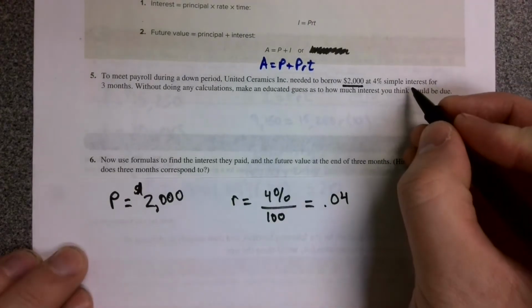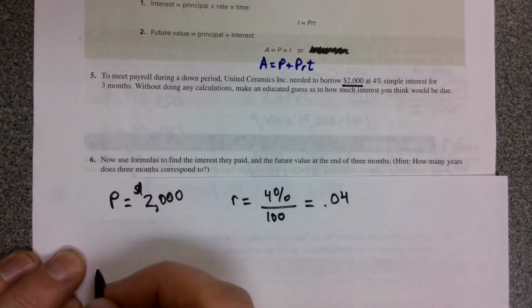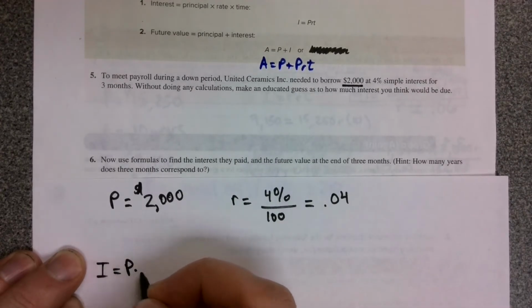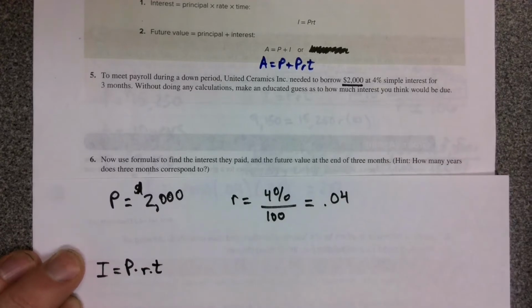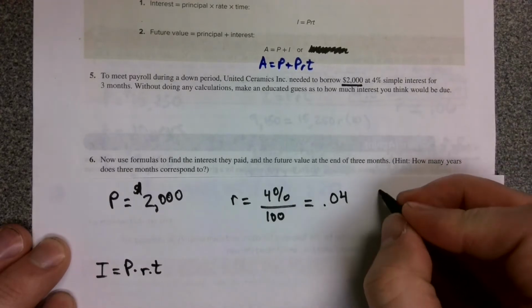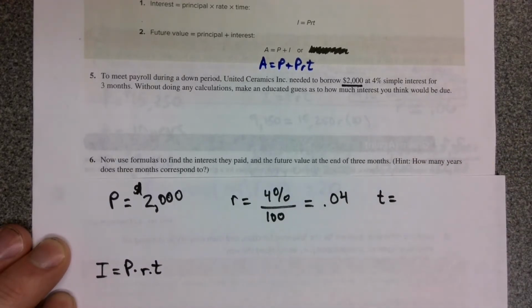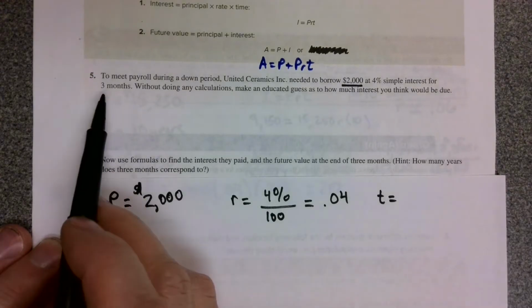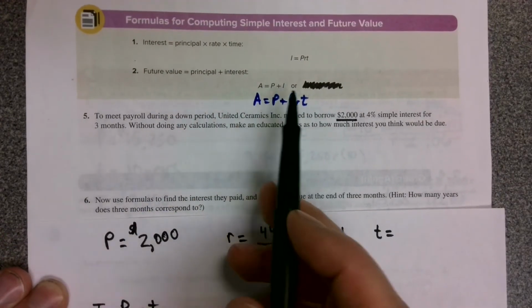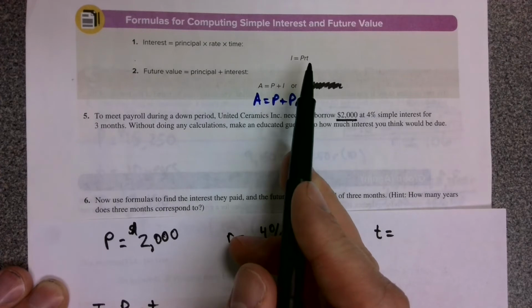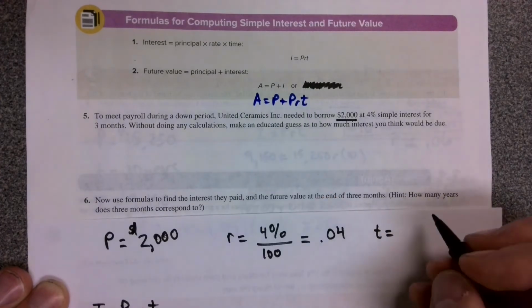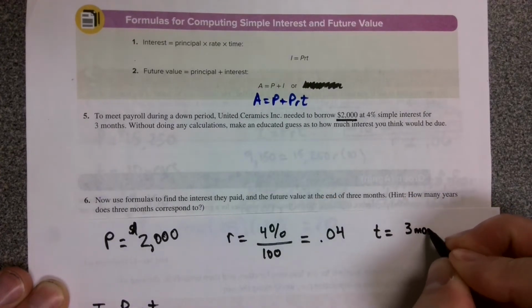Now, because it says simple interest, we know that we can use I equals P times R times T to calculate the amount of interest, and we just need to note the amount of time. Well, the time here is 3 months. Unfortunately, our interest formulas give time in years. So we need to figure out how many years is 3 months.